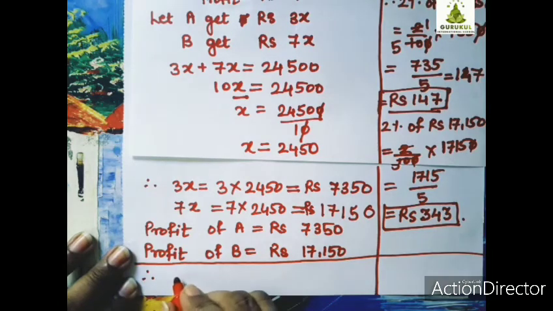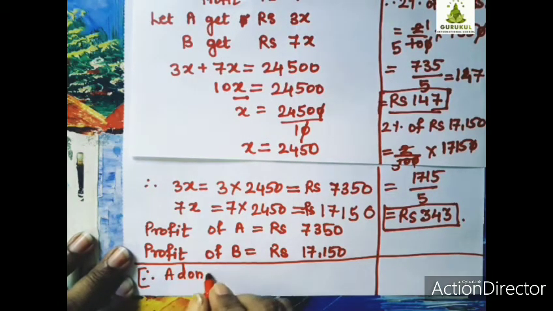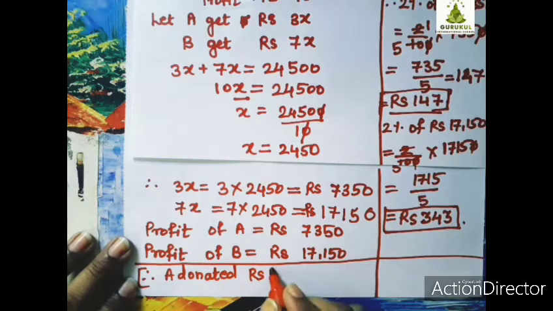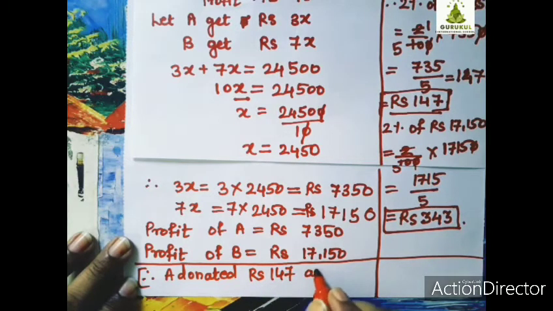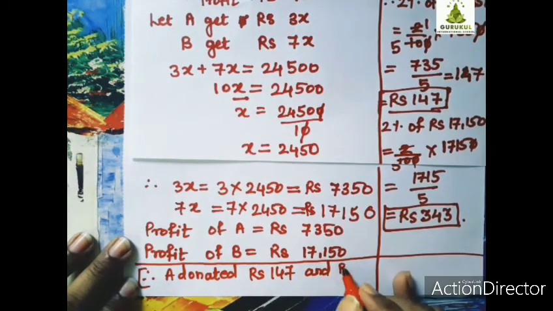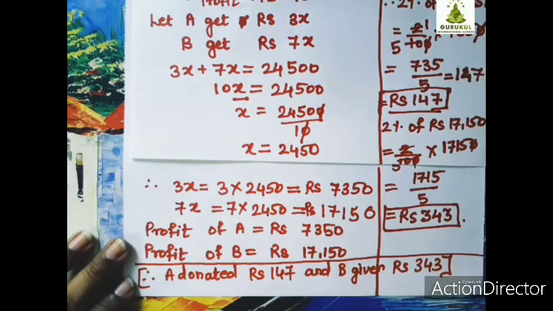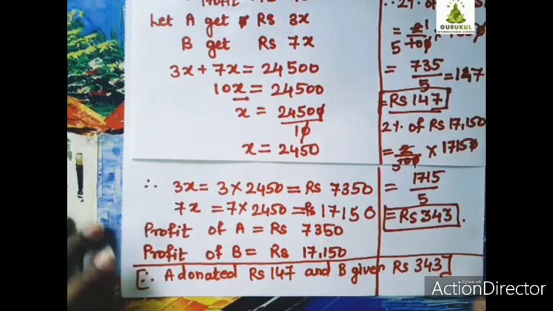Therefore, A donated rupees 147 and B donated, or gave, rupees 343. So this will be the final answer.